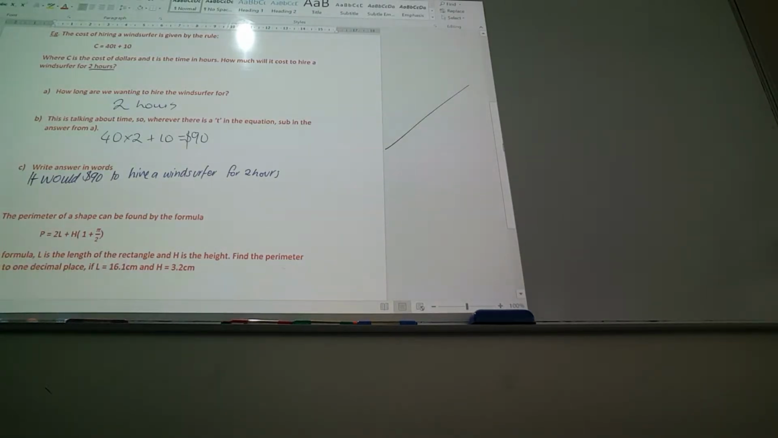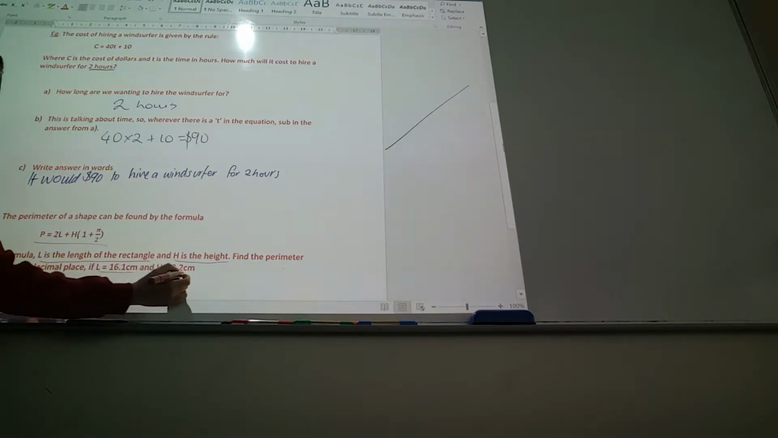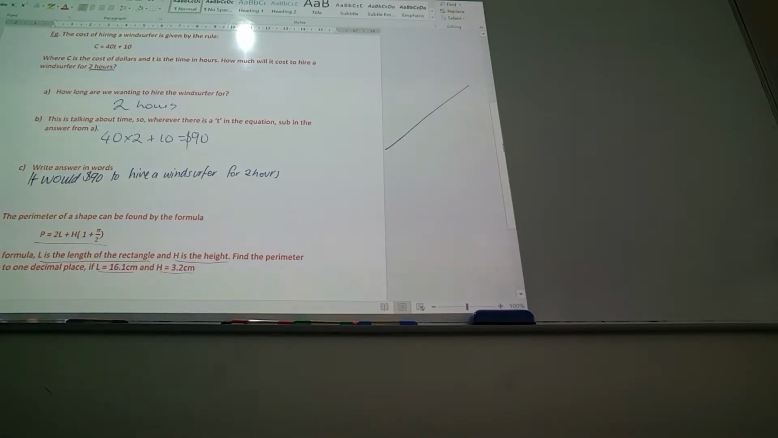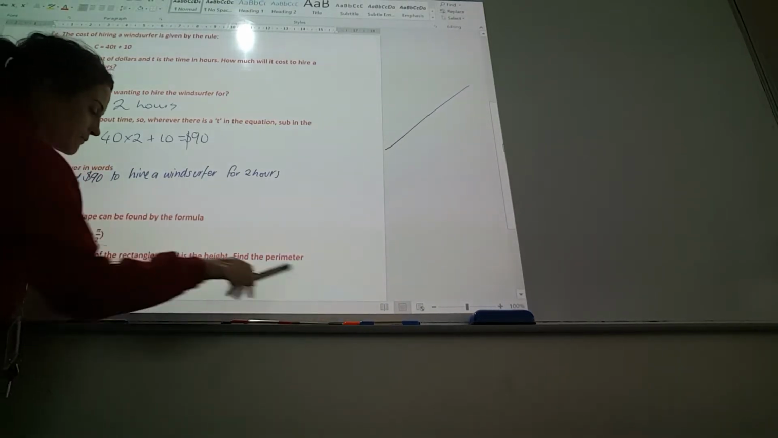Alright, so the next one, we've got the perimeter of a shape can be found by this formula. In this formula, L is the length of the rectangle and H is the height. Find the perimeter, correct to one decimal place, if L equals 16.1 and H equals 3.2. So in our formula, wherever there is an L, we're going to put in 16.1, and wherever there is an H, we're going to put in 3.2.